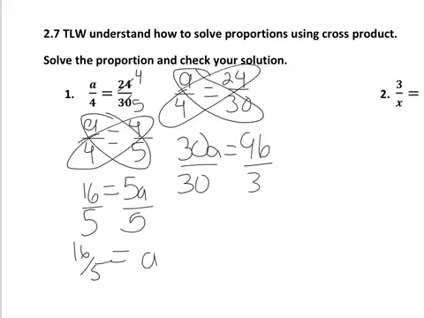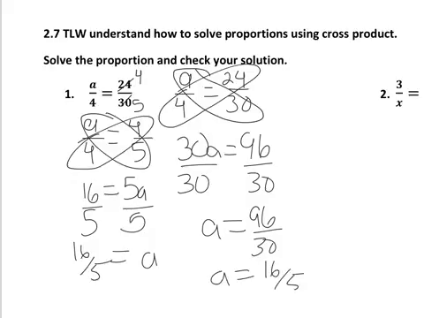Now see how much bigger these numbers are to simplify than the 24 over 30, 96 over 30. Now because we did it over here, we know we can divide everything by 6 just like we did here. So if we do that, you get a equals, so you have 96 over 30, but it's going to simplify to the 16 over 5. Okay? Now let's check it.